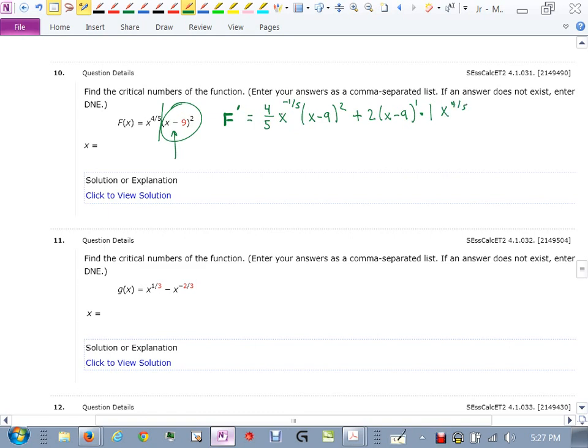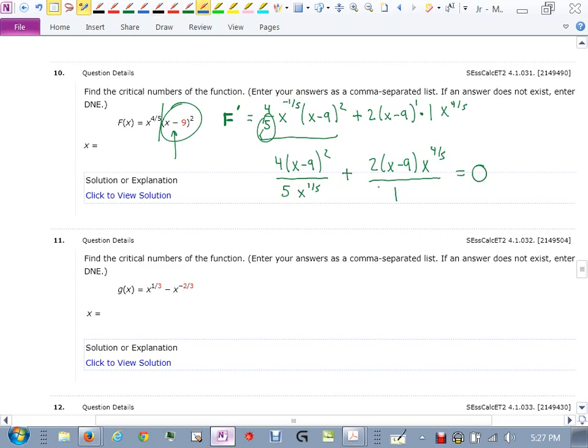So I need to figure out when this is 0. So this is a little tricky. Let me rewrite this first piece here. This is the same as 4 times x minus 9 squared over 5 x to the 1/5. So bringing that x to the negative 1/5 down, and then it joins with the 5 that was out here. Then plus, let's see, 2 times x minus 9 times x to the 4/5 all over 1. Now I'm doing that because I want to set it to 0. So I want to get a common denominator.